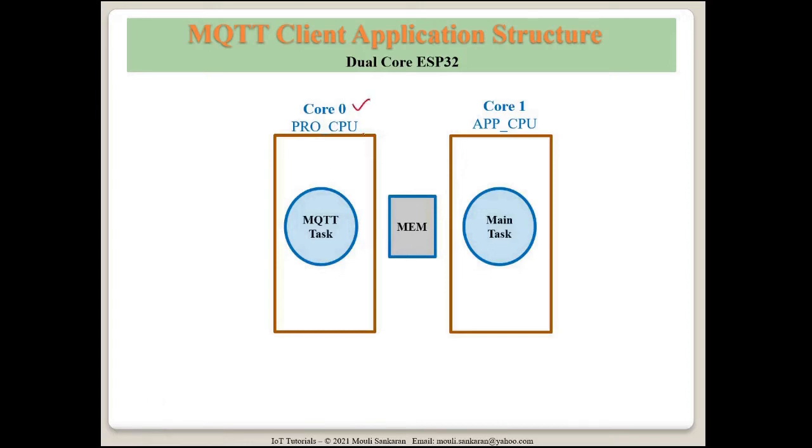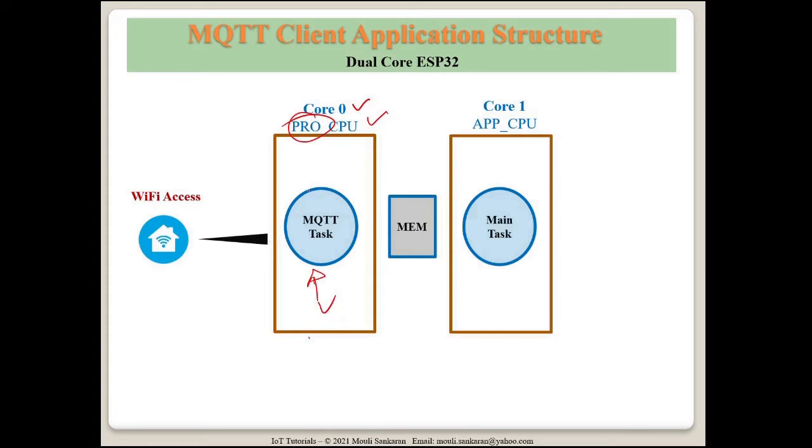This core 0 is supposed to be for protocol. That means if it has to access the Wi-Fi, the protocol stack of Wi-Fi and the TCP/IP stack, all that protocol needs to be run on one core. We identify core 0 as the place where the task handling the communication with the Wi-Fi, and in turn the TCP/IP stack, is running.